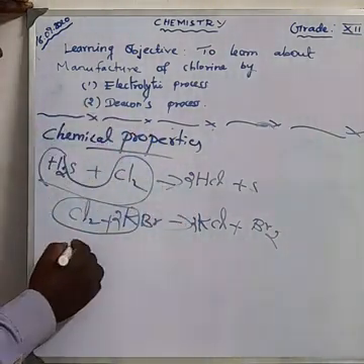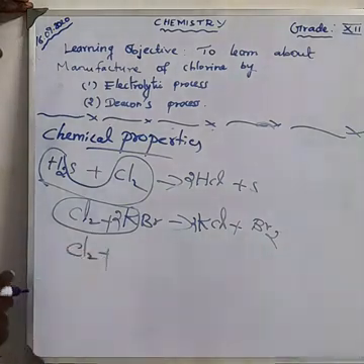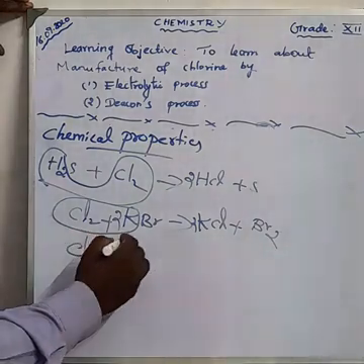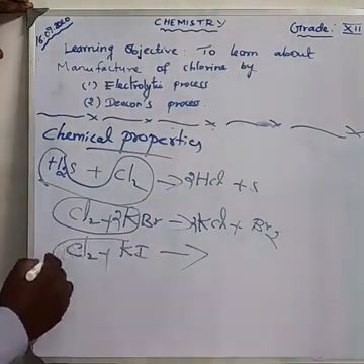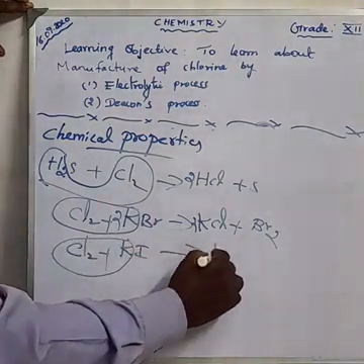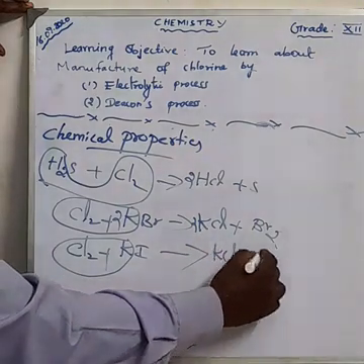Okay. Next, chlorine reacts with potassium iodide, KI. So what's the product? Potassium combines with chlorine to form KCl plus I2.